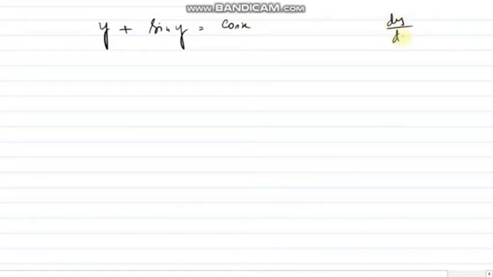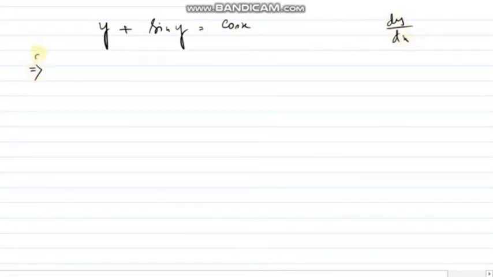Hello everyone, in this video we are going to discuss the differentiation of implicit functions. What this means is: if the function contains both the variables x and y, how do we do the differentiation? Suppose it's given that y plus sin y equals cos x, and we need to calculate dy/dx.